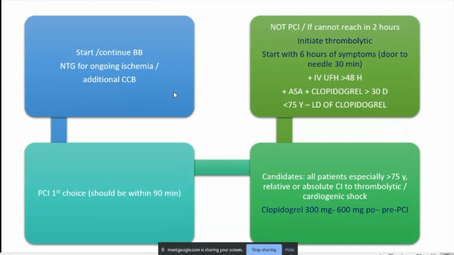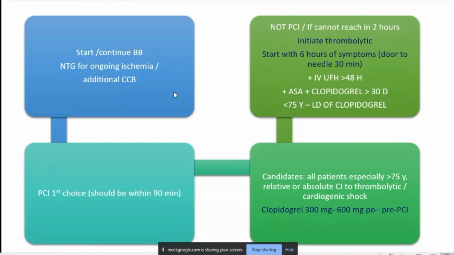Now we also add IV unfractionated heparin for 48 hours. If we cannot use IV unfractionated heparin for some reason, we can use low molecular weight heparin as an alternative, and enoxaparin is the best alternative. Then we add aspirin, 81 milligrams, the baby aspirin, right? And we also add clopidogrel for at least 30 days. So we consider clopidogrel; if the patient is less than 75 years old, we consider the loading dose of clopidogrel.